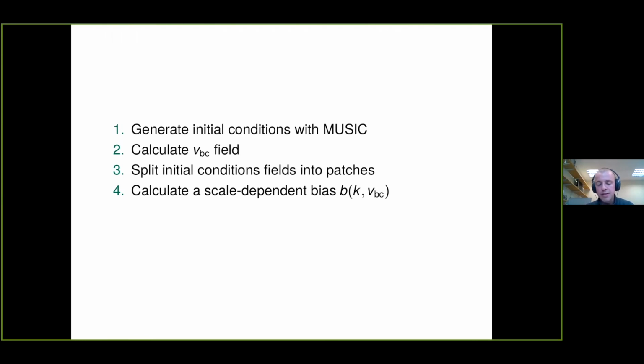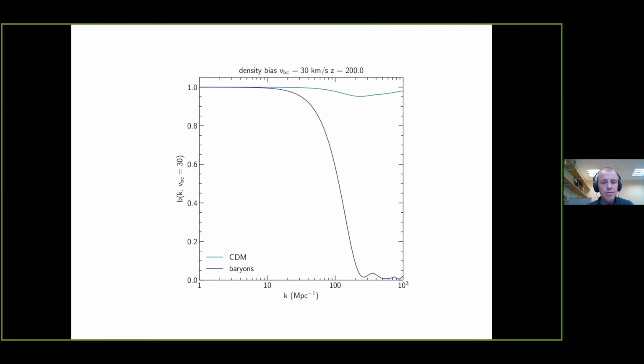And this gives us a bias factor, which looks something like this. The green is for the dark matter and the purple is for the baryons. And this is for an average value of the VBC at recombination. So you can see for the dark matter, it doesn't really change all that much, sort of at the 5% level at some of the higher scales. But for the baryons, from about k of 40, the suppression is really quite significant. And this is the suppression that we fold in to the initial conditions.